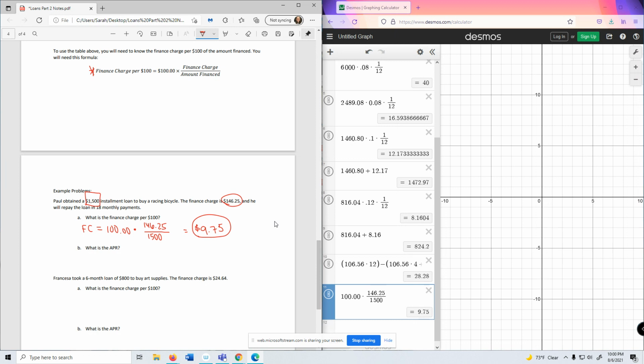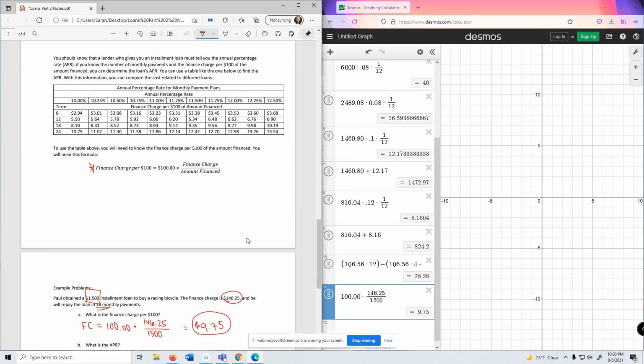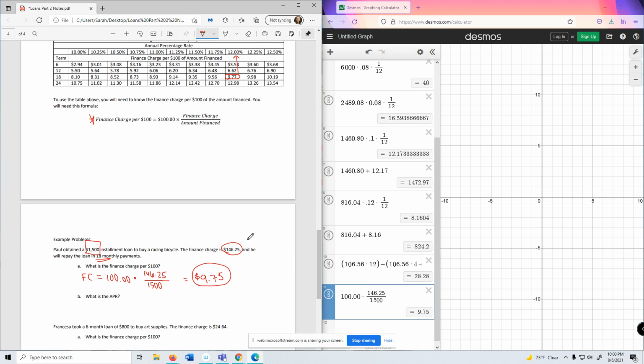To find the APR, we are going to take that $9.75 and look in our table. We know that we are making 18 monthly payments, and the amount we are dealing with is $9.75. So in this row for 18 payments, our term is 18 months. So here we go. What is the closest number to $9.75? It's right here, $9.77. So to find our APR, we look up. Our APR here is 12%.